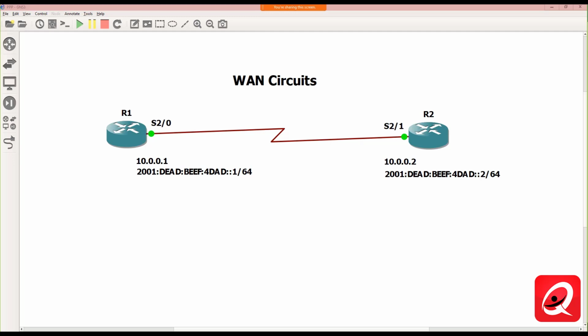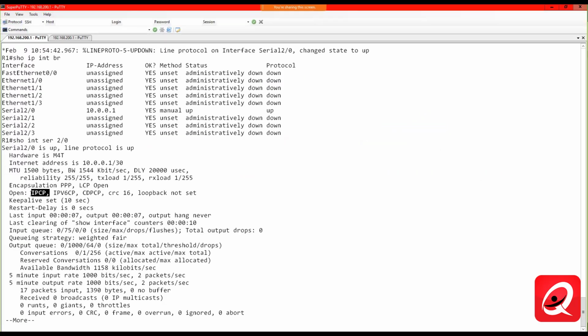All right, let's see. So we see IPCP. Let me go back to my command line here. We see IPCP, which is, of course, the IP Control Protocol for IPv4 over PPP. We see IPv6CP, which is the IPv6 Control Protocol over PPP. And we see CDPCP, which is Cisco Discovery Protocol over PPP. As I mentioned in our theory section, PPP uses the Link Control Protocol to negotiate what higher layer protocols are going to be used or are going to be encapsulated.